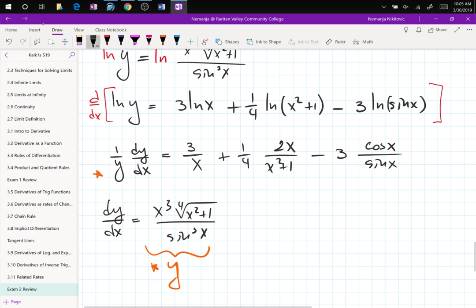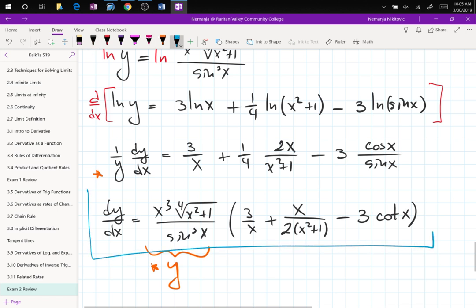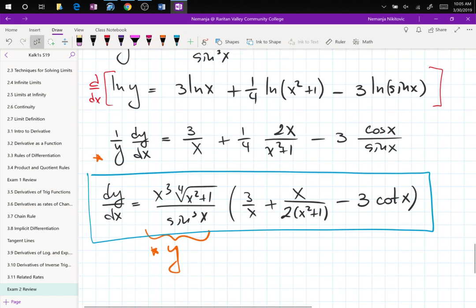And the right hand side now is 3 over x plus x over 2 times x squared plus 1 minus 3 cotangent x, and that has to have that thing right there. So this is what we have for logarithmic differentiation.